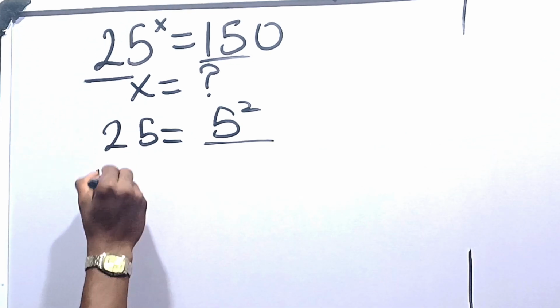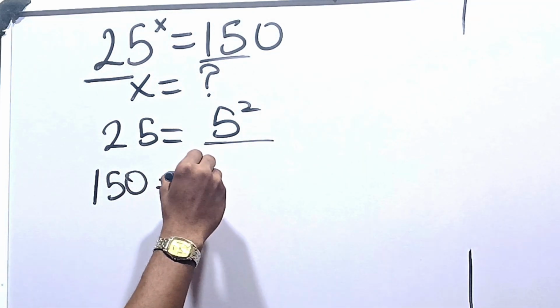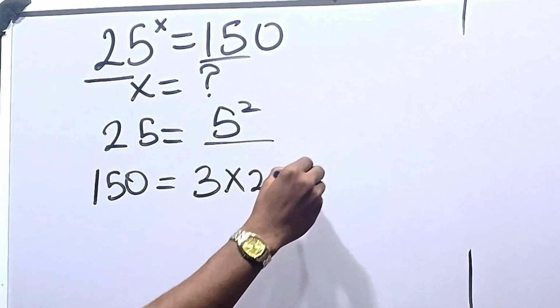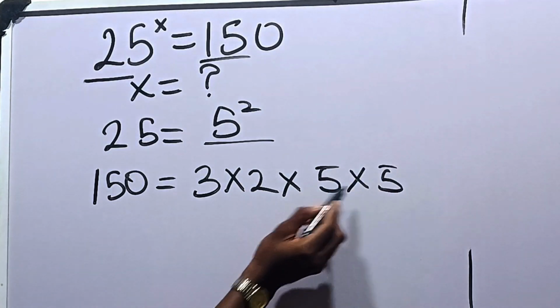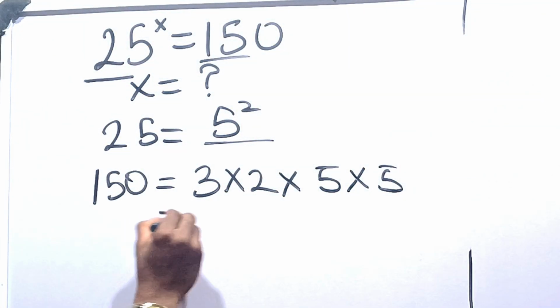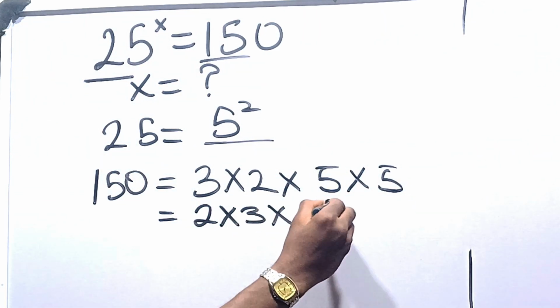For 150 on the other hand, we have 150 is equal to, let's go. So we have 3, we have 2, we have 5, and we have 5. 5 times 5 is 25, times 2 is 50, 50 times 3 is 150. This is now equal to 2 multiplied by 3 multiplied by 5 squared.